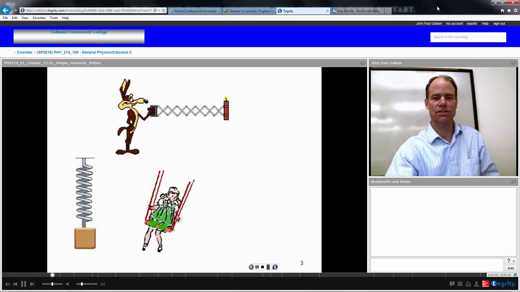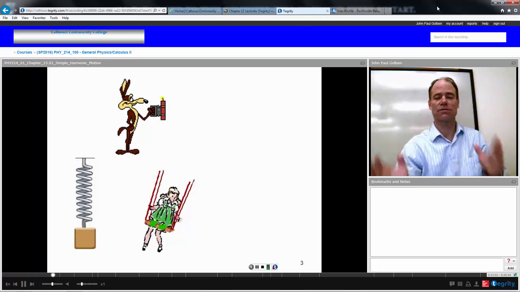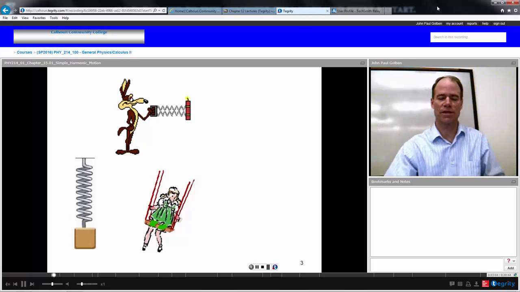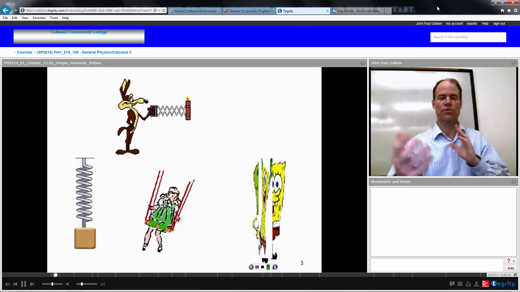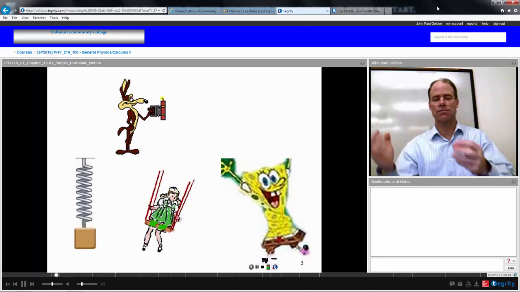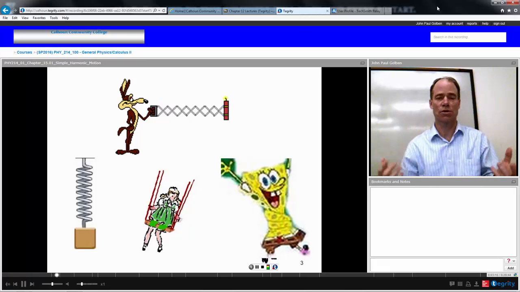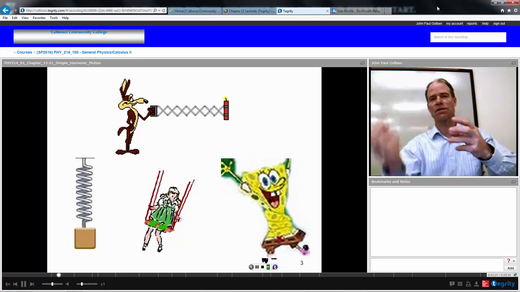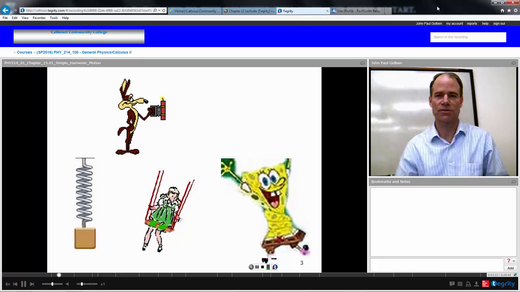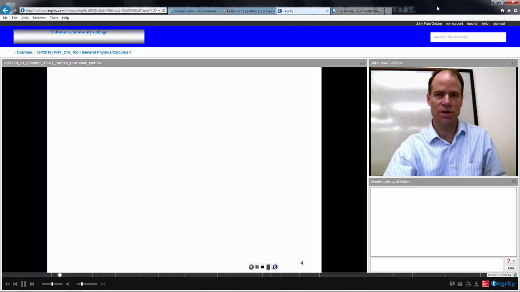So we have a mass on a spring. A pendulum, like a child swinging on the swing, would be a pendulum. Or any kind of system that we can actually characterize using this restoring force where it oscillates about some equilibrium position. It could be torsional, like SpongeBob is so kind to demonstrate here. Torsional oscillation about some equilibrium position could be characterized as being simple harmonic.